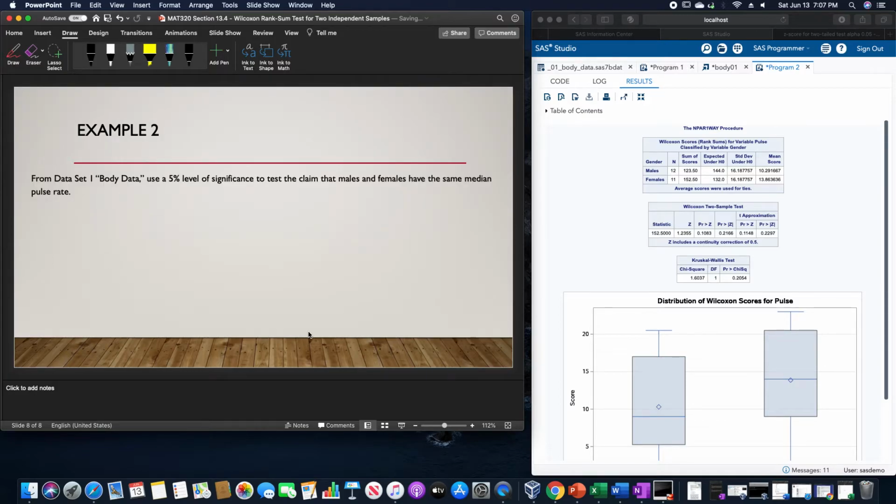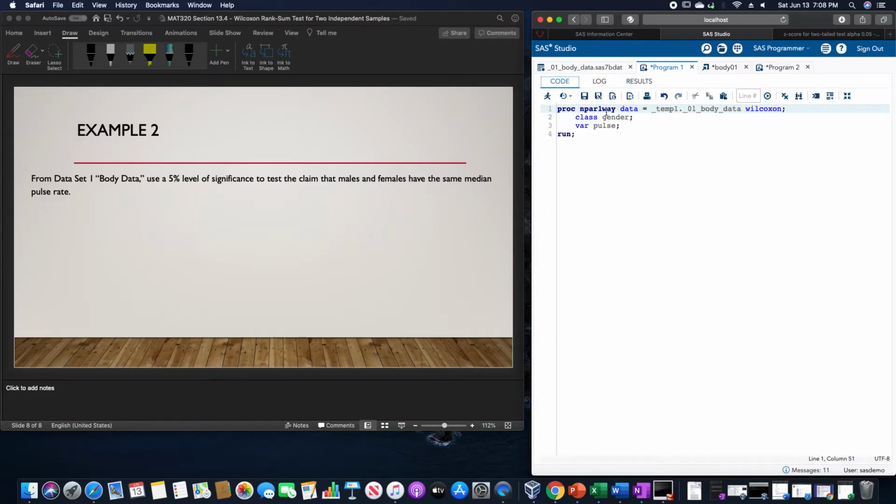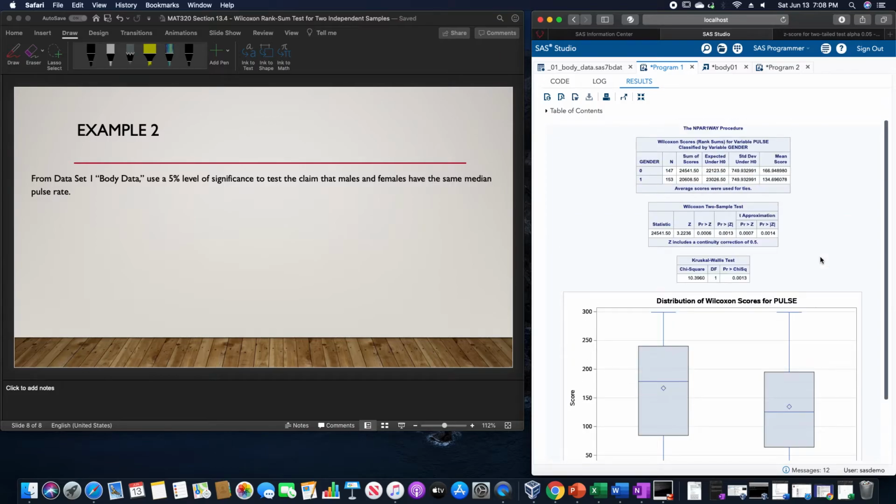Now example number two, this one uses the same thing but with the body data set one, with a 5% level of significance to test the claim that males and females have the same median pulse rate. That was the program that I showed before. I have the body data set one right here. And the code that we're going to use for that is PROC NPAR1WAY data equal to _temp1._01_body_data, WILCOXON, CLASS gender, VAR pulse, and then run. Doing so will give us this particular output.